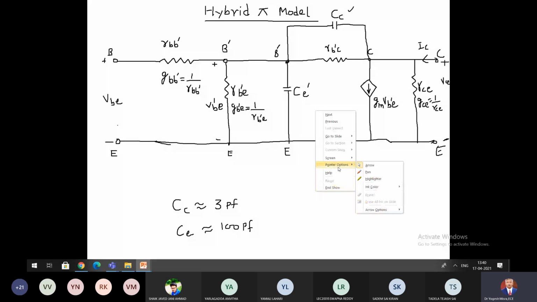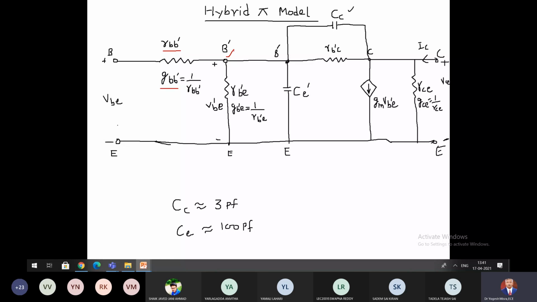See, the hybrid pi model. We already know this hybrid pi model. It is for the common emitter transistor. RBB dash is the base spreading resistor. It can also be represented as GBB dash, that is conductance, which is equal to 1 by RBB dash.